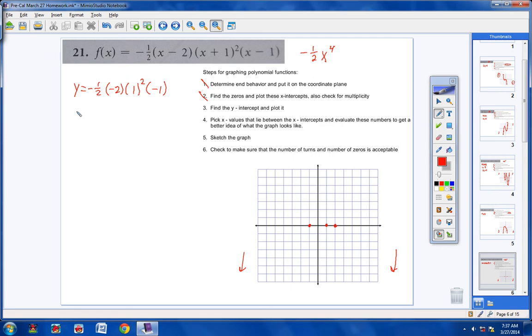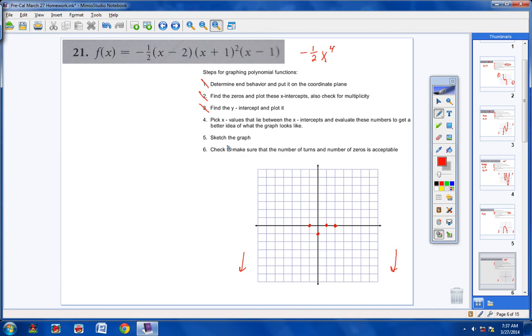Well, we can figure this very quickly. I mean, we have really negative 1/2 times negative 2, square your 1, 1 times 1 is 1, times 1, times a negative 1. Okay, negative 1/2 times negative 2 is a positive 1, times 1 is a positive 1, times 1 is a negative 1. So my y-intercept is at negative 1. All right. Now again, in order to find the y-intercept, everywhere there's an x, you put a 0.